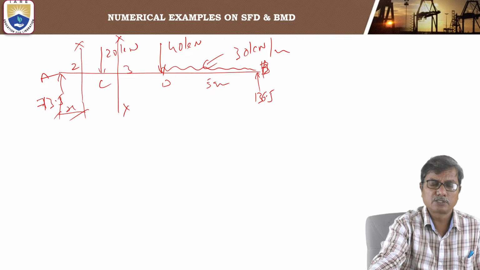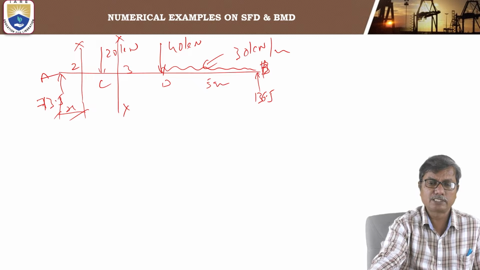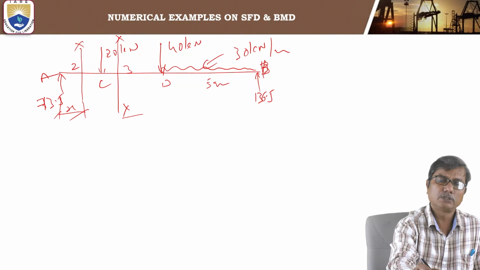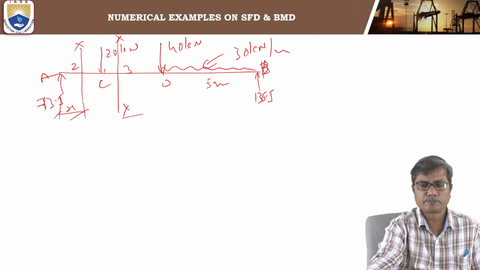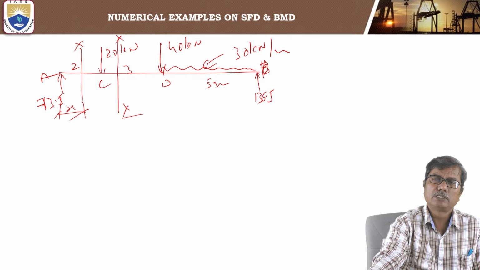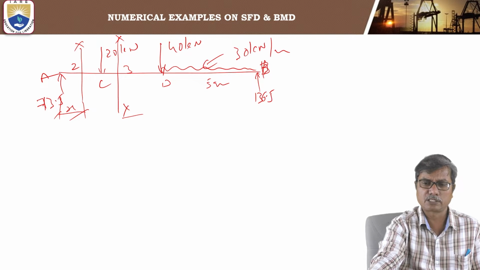That means the equation for bending moment in portion AC is not valid for bending moment in portion CD. So when you consider the section in portion CD, the load 20 kilonewtons comes into picture. Okay, so we need to consider different sections in different portions. Wherever there is a change in loading, we need to consider a separate section.